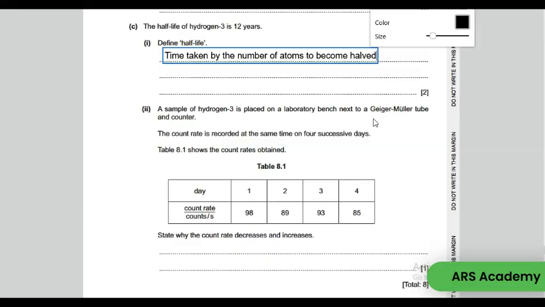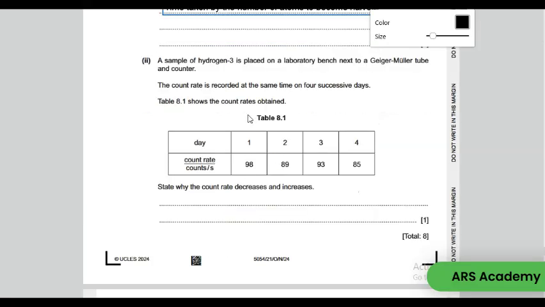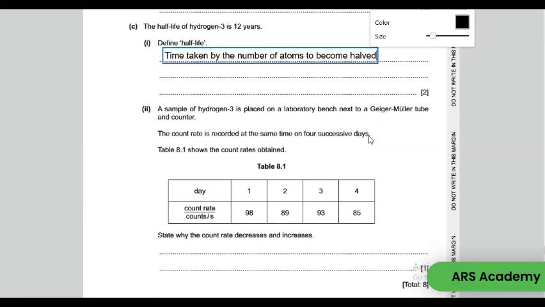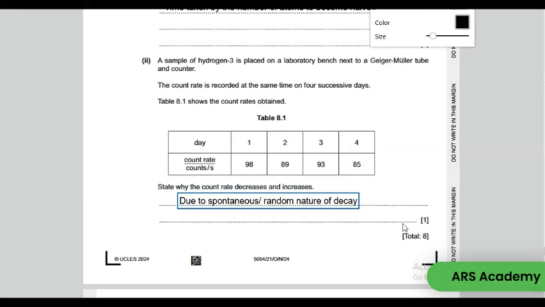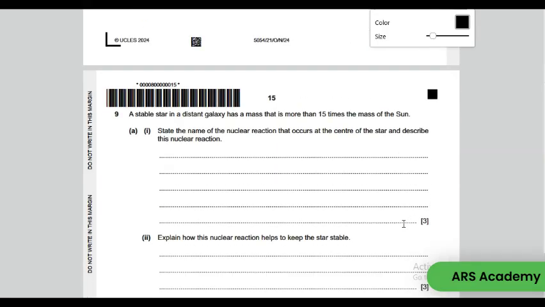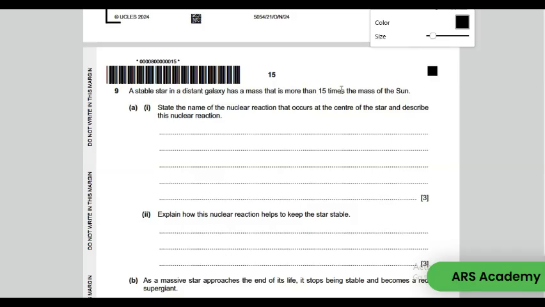So the keywords here are time and half. Part 2. A sample of hydrogen-3 is placed on a laboratory bench next to a Geiger-Müller tube and counter. The count rate is recorded at the same time on 4 successive days. Table 8.1 shows the count rates obtained. State why the count rate decreases and then increases. So the answer is, due to the spontaneous or random nature of decay, the count rate will increase or decrease randomly.